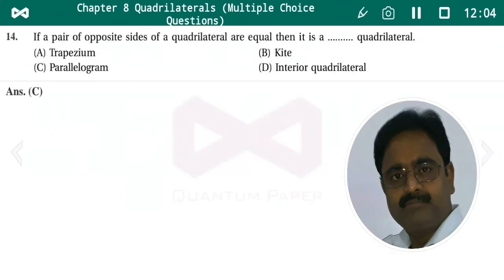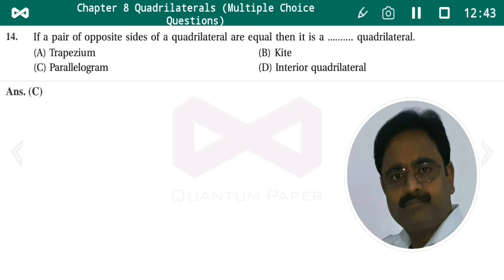So in this, friends, if a pair of opposite sides of a quadrilateral are equal, what is given? A pair of opposite sides of a quadrilateral are equal, very good. Then it is which type of quadrilateral? Is it possible for it to be a trapezium? No. In a kite? So which option is right? Option number C is right.